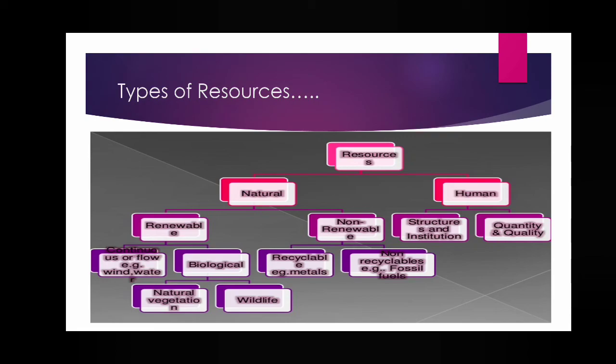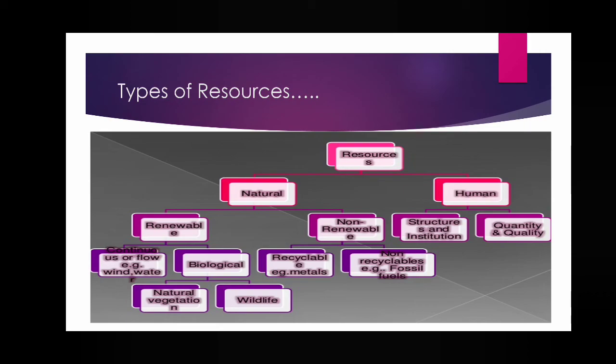Now come to the next, non-renewable resource. Non-renewable again is of two types. Recyclable, which can be recycled, like metallic minerals, like metals, and non-recyclable, which cannot be recycled, like coal. If you burn coal in a thermal power station, you cannot recycle it. But when you use iron-made things, you can recycle them into a different type of thing. That is the difference.